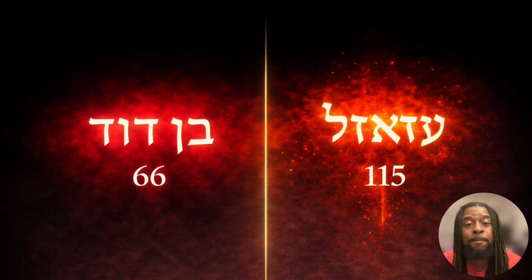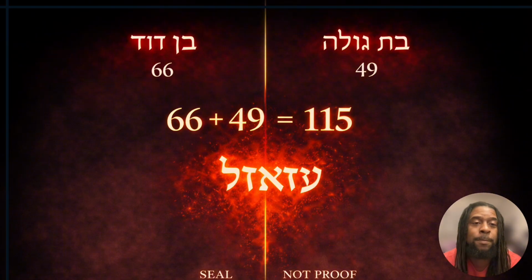And Azazel, with Bat Gola equal 115. Bat Gola being 49. Now I know some people will ask how I got the number 49. It's in my book. I won't go into details on how I got the number, but once again, Ben David equals 66. Bat Gola, and the only detail I will give you is the ordinal minus kolel gave me the 49. And my riddle for you is Akkad.